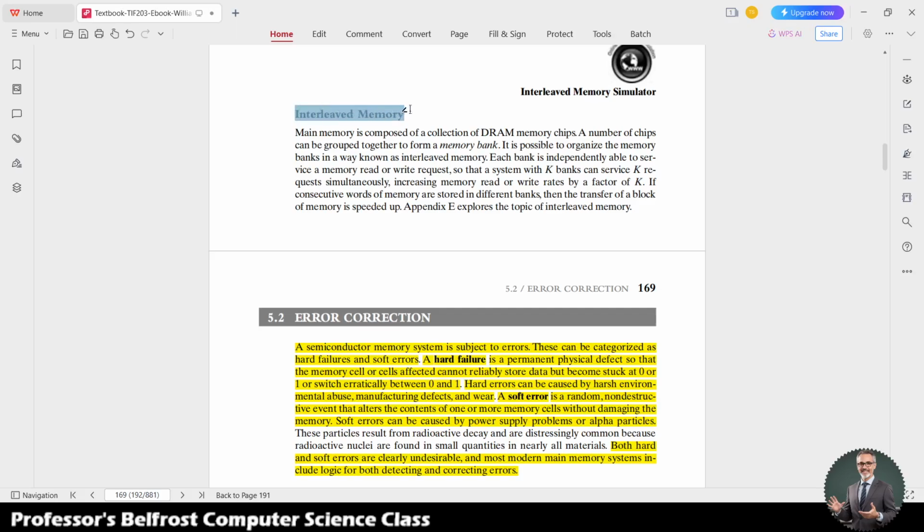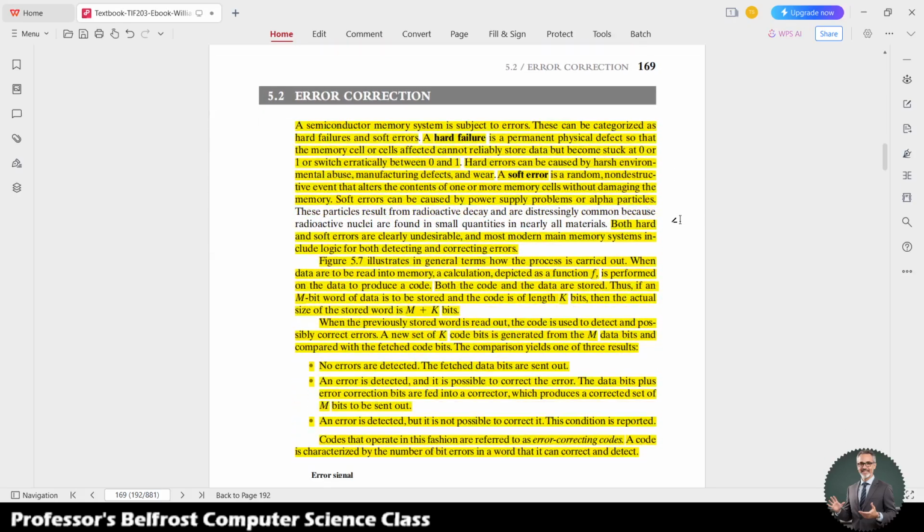Interleaved memory. Here, main memory is composed of a collection of DRAM memory chips, and a number of chips can be grouped together to form what I call a memory bank. It's possible to organize the memory banks in a way known as interleaved memory. Each bank is independently able to service a memory read or write request, so a system with K banks can service K requests simultaneously, increasing the memory read or write rate by a factor of K.